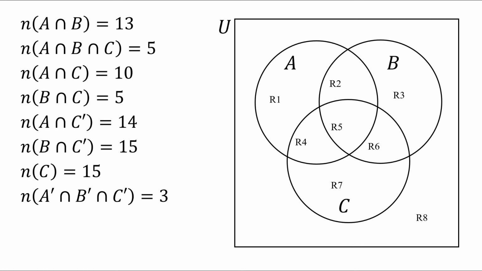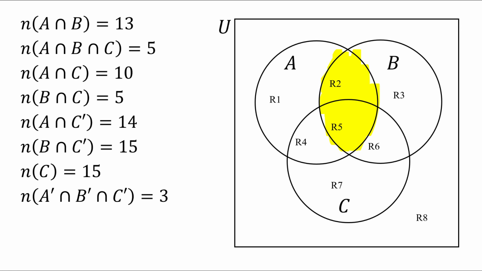So first we have number of elements in A intersect B is 13. Okay, so A intersect B, let's highlight that region. So that's A intersect B. That includes regions 2 and 5. So those two numbers together are going to add up to 13. But we have no idea how those are split up.